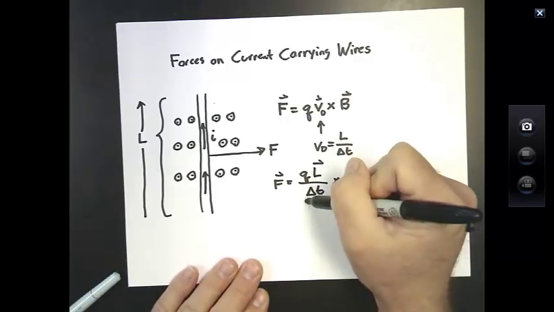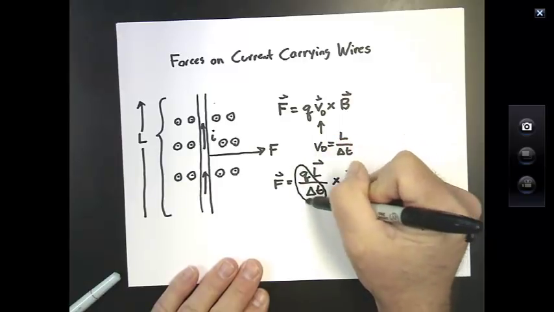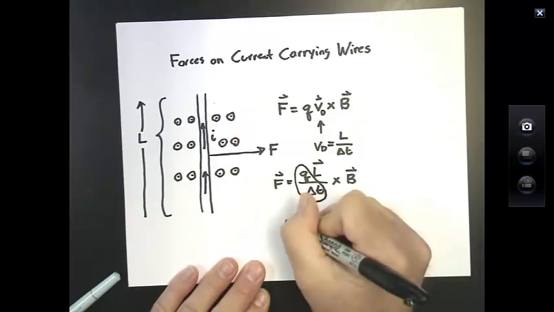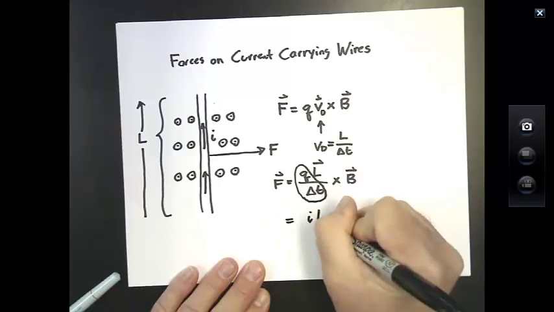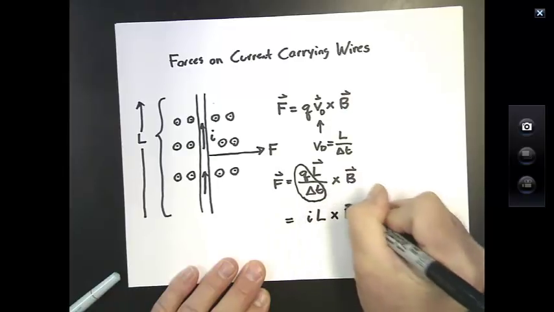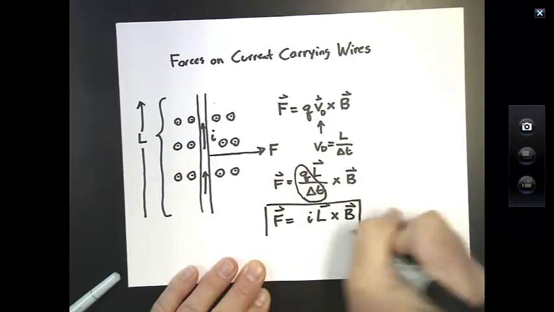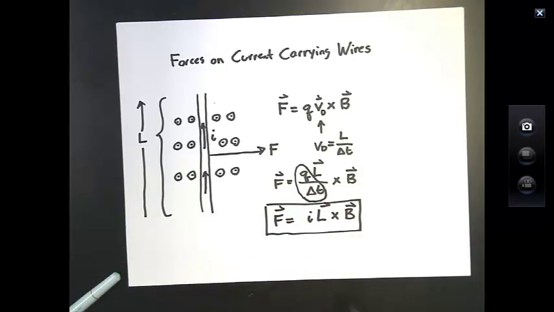Now, very simply, the rate at which the charge flows through the wire, the charge per unit time going through the wire, is called current. So we come up with a brand new equation that says that the force on the wire is I L cross B, or the current times the length, crossed with the magnetic field.